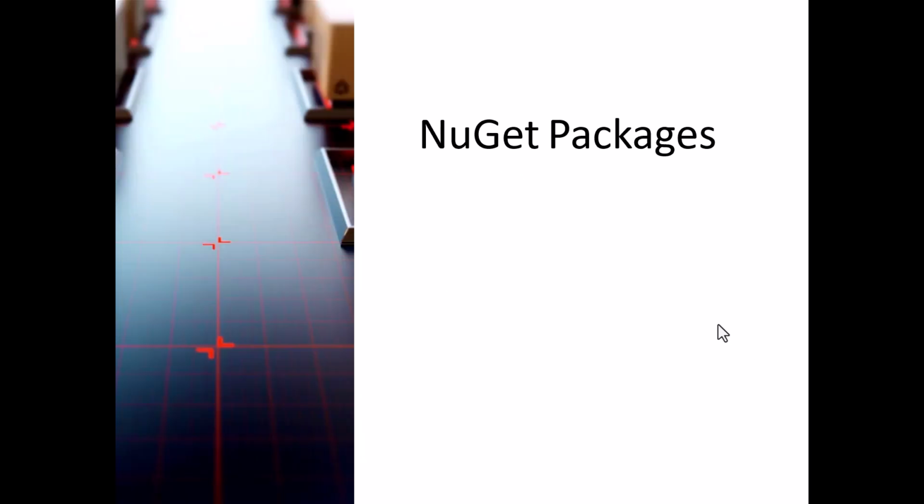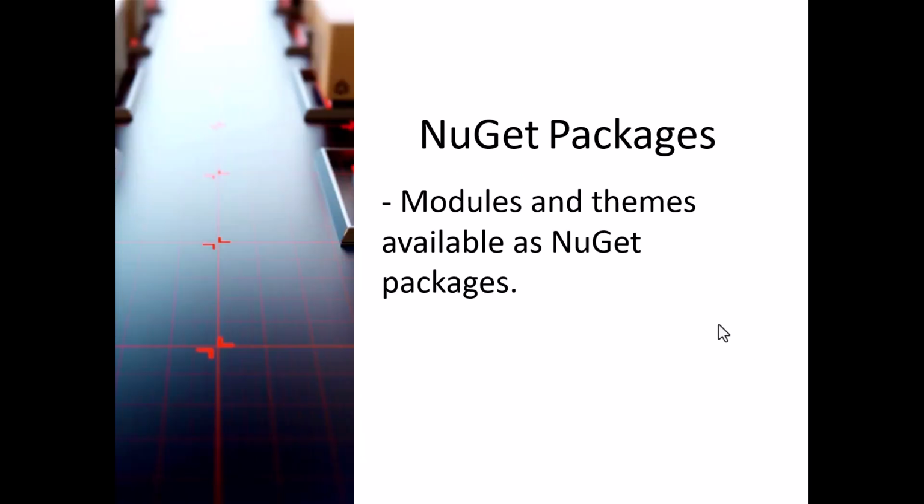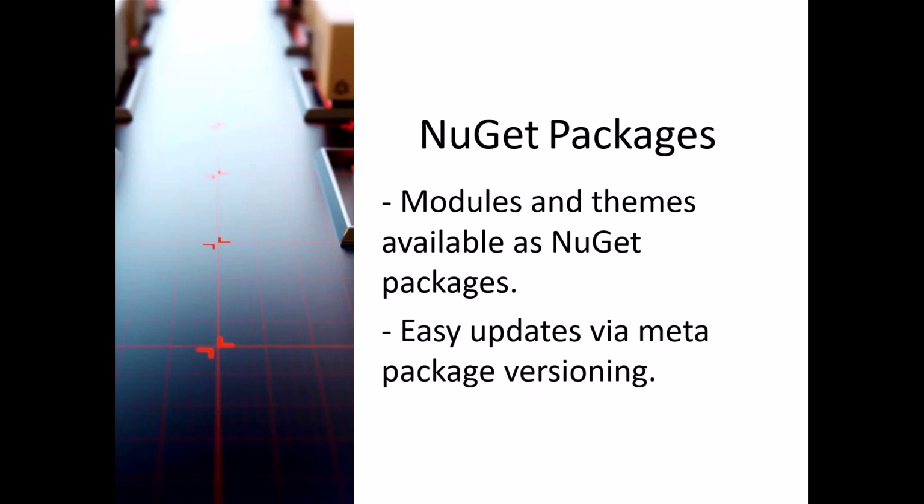Then comes the important point of NuGet packages. Modules and themes are now shared as NuGet packages. Creating a new website with Orchard Core CMS is as simple as referencing a single meta package from the NuGet gallery. It also means that updating to a newer version only involves updating the version number of this package.